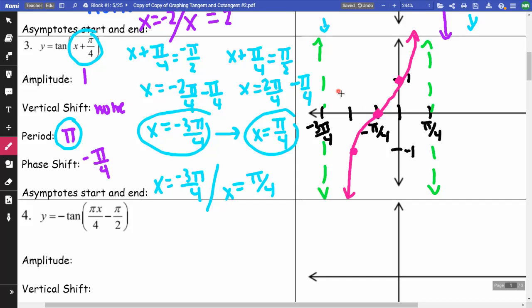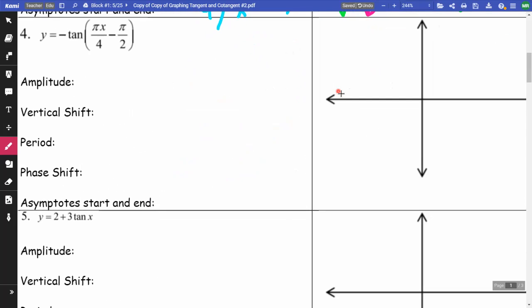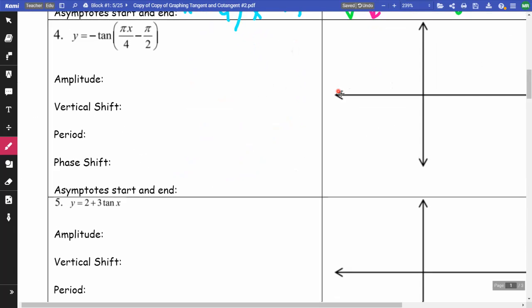So let's take a look at number 4. So a little bit more going on with number 4, just in terms of more our period and our phase shift than anything else. The negative is going to flip it. So my amplitude is 1, none for my vertical shift. Now my period, I'm going to take this pi fourths. So it's going to be pi over pi fourths, which ends up being pi times 4 over pi. So we end up getting 4.